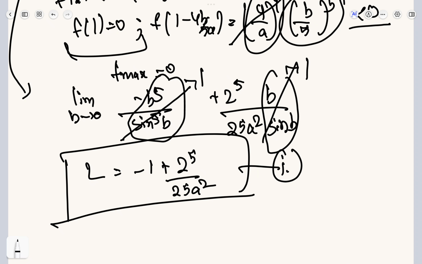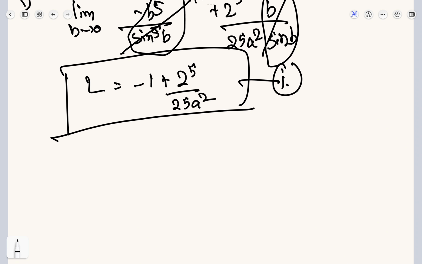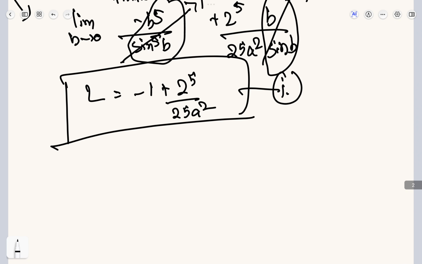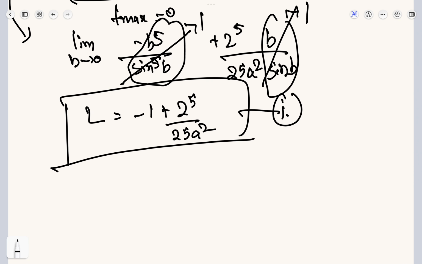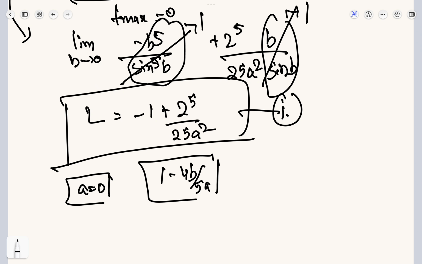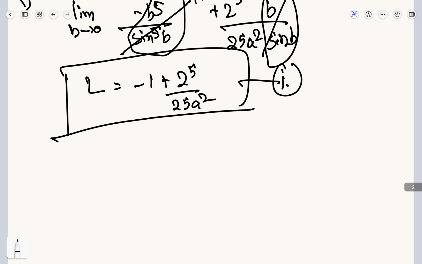Now I'm going to use the same thing that I've just done and find another value of L. Also, I did not take a is equal to 0 as a case because a is in the denominator of 1 minus 4b by 5a, and this critical point would just not have existed. So a is not 0.